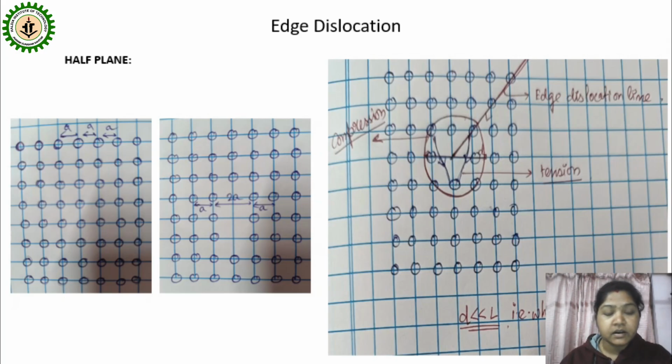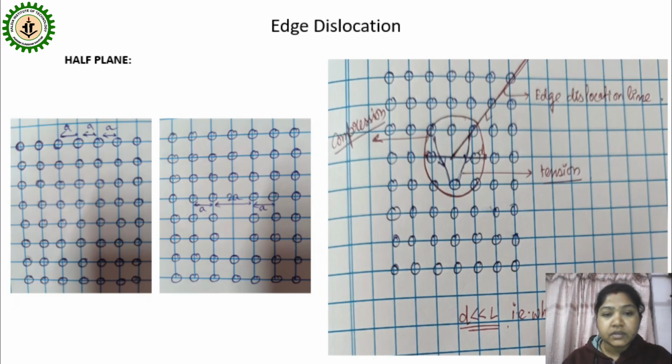Now you can see in this picture, the left side picture, there is a perfect crystal. That means at each lattice point, there is one atom present. This is a 2D structure given to you, and if you imagine it in 3D, each lattice point contains one atom, and the atoms are separated by one lattice parameter, that is a.